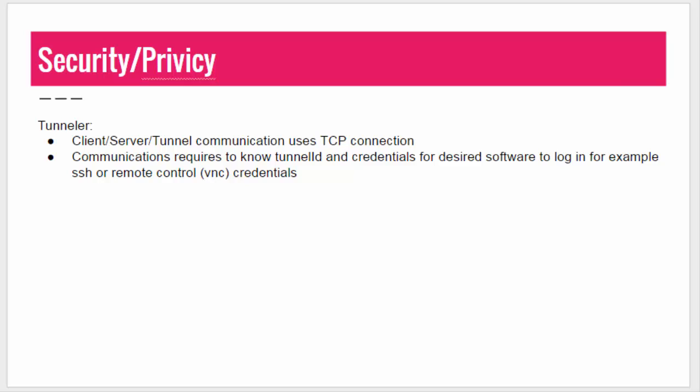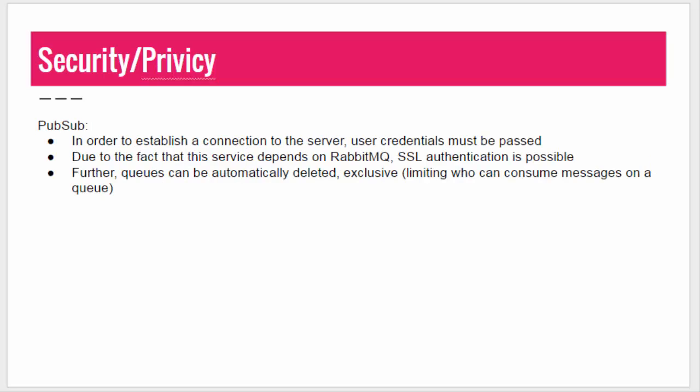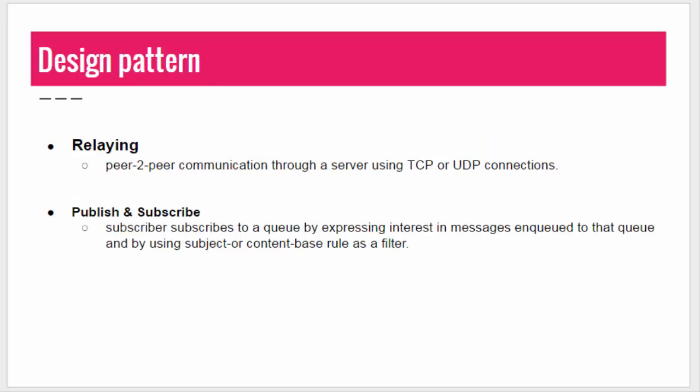Tunnel security and privacy are within the structure of TCP connections, plus in addition all the security advantages and verification required by SSH session or VNC software credentials. With PubSub, you must pass user credentials in order to connect to the RabbitMQ server. PubSub is also able to take advantage of RabbitMQ's support of SSL authentication. In addition, users can specify who can interact with a certain queue and automatically delete queues if desired once no one is connected to them.